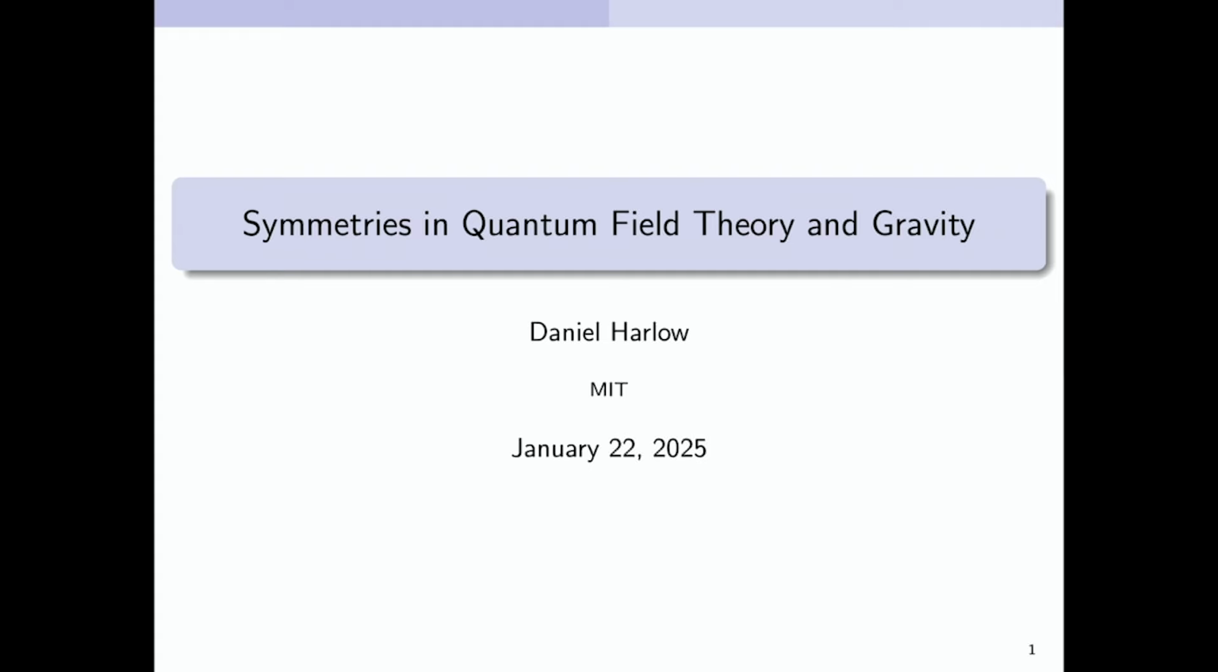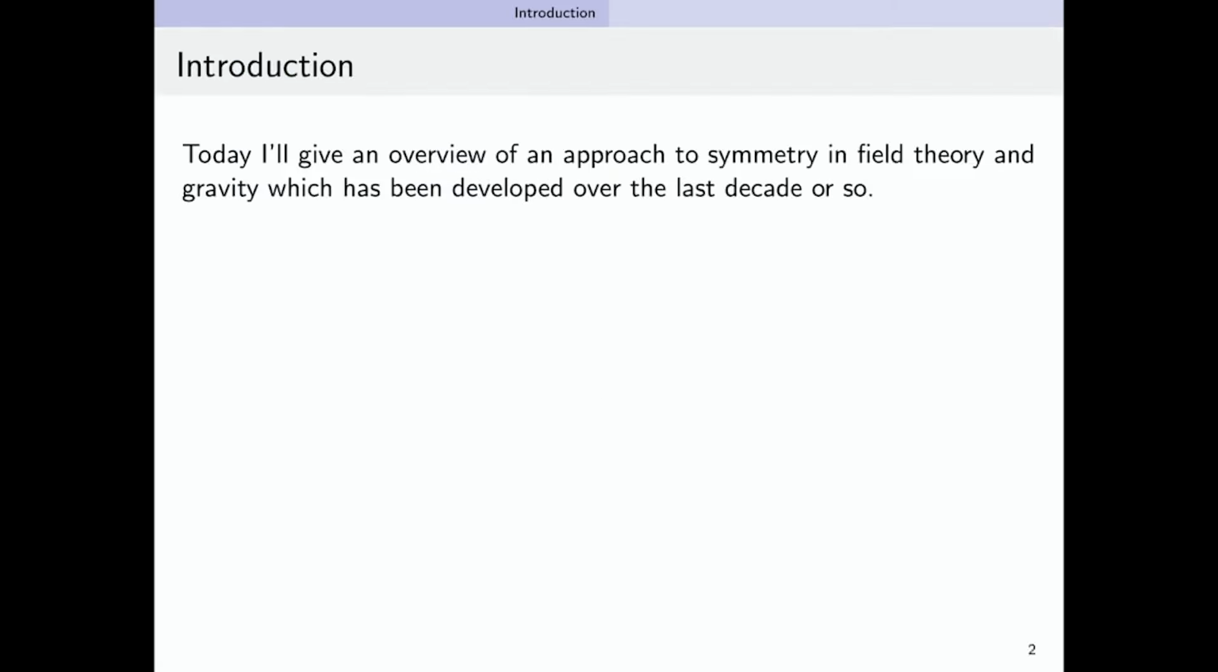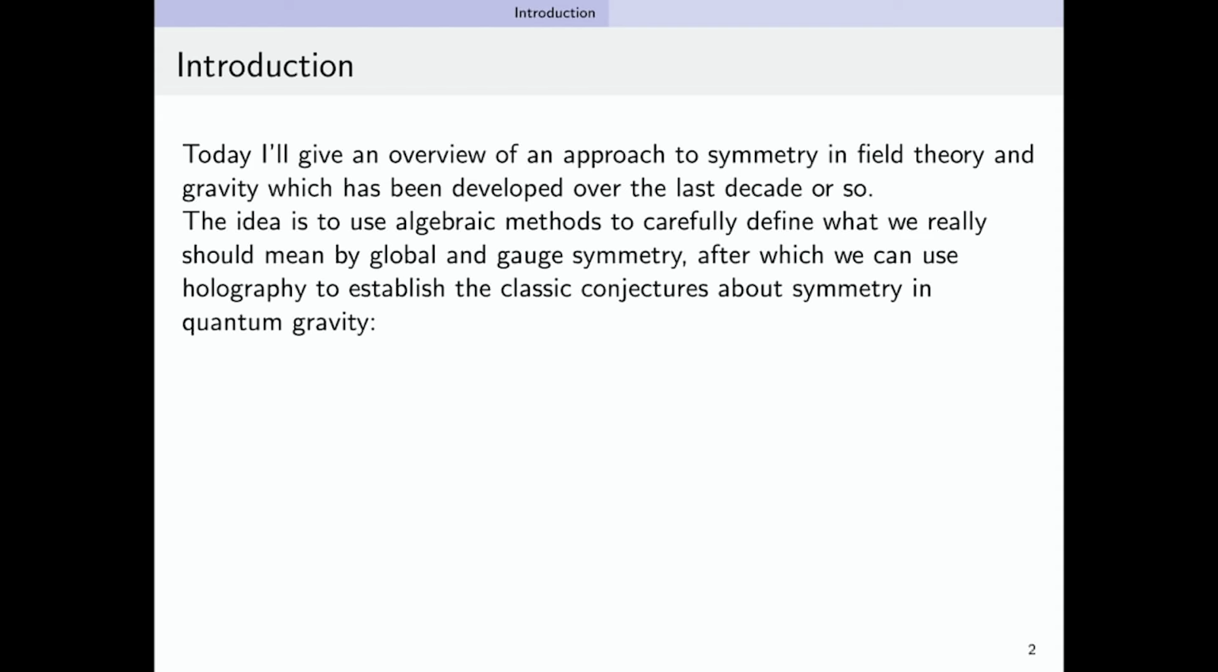Symmetries in quantum field theory and gravity. I'm going to try to give an overview of an approach to the idea of what is symmetry in field theory and gravity. How do you define it? Which I and others have been developing over the last decade or so. The idea is to use algebraic methods to say what you really mean by a global and gauge symmetry.